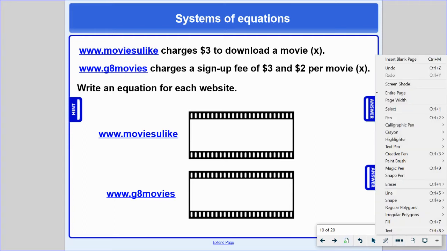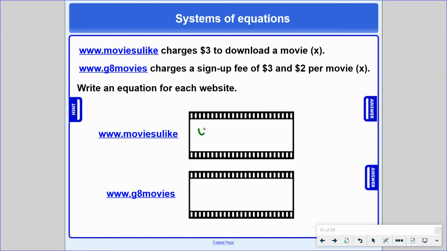Our goal is to write an equation for each. So first thing we're going to do is write y equals, although I wouldn't be at all surprised if you guys would prefer cost equals. Now think about movies you like, $3 to download a movie, so it's going to be increasing $3 per X. Is there any sign-up fee or additional charge? I don't see anything. Now, you don't have to write +0 if you don't wish. That's totally up to you.